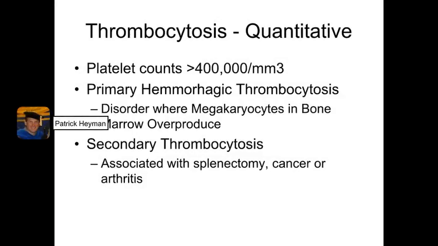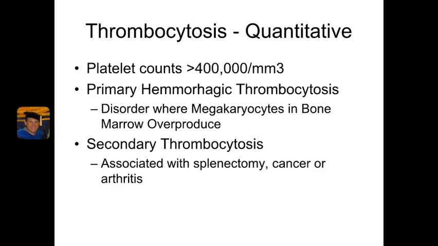On the other hand, we can have too many platelets, and there's a couple different reasons for that. One of them is what's called primary hemorrhagic thrombocytosis. Basically, it's a disease where the megakaryocytes overproduce the number of platelets. You can also have secondary thrombocytosis, which is as a result of something else.